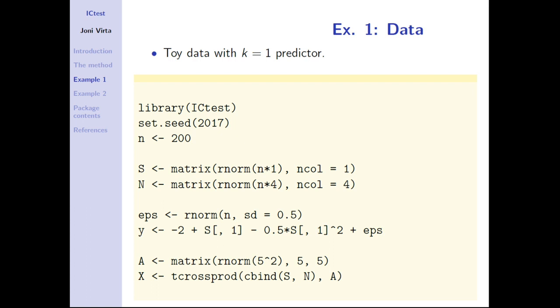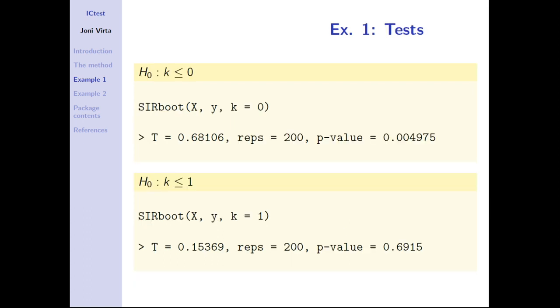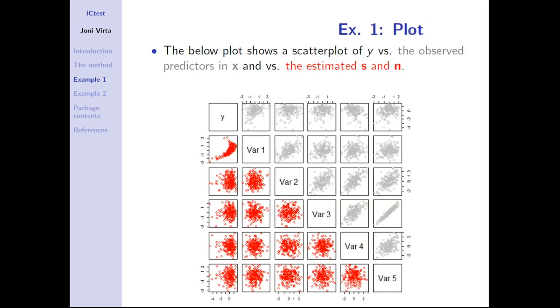So let's see what the package can do with this data. So first we test whether the dimension is 0. We get a very small p-value, 0.004 or something. So we reject that it's the true dimension, and then we check whether it's 1, we get a higher p-value, and we accept, and we have correctly found the true dimension, k equals 1. The function correctly found with hypothesis testing the true number of components.